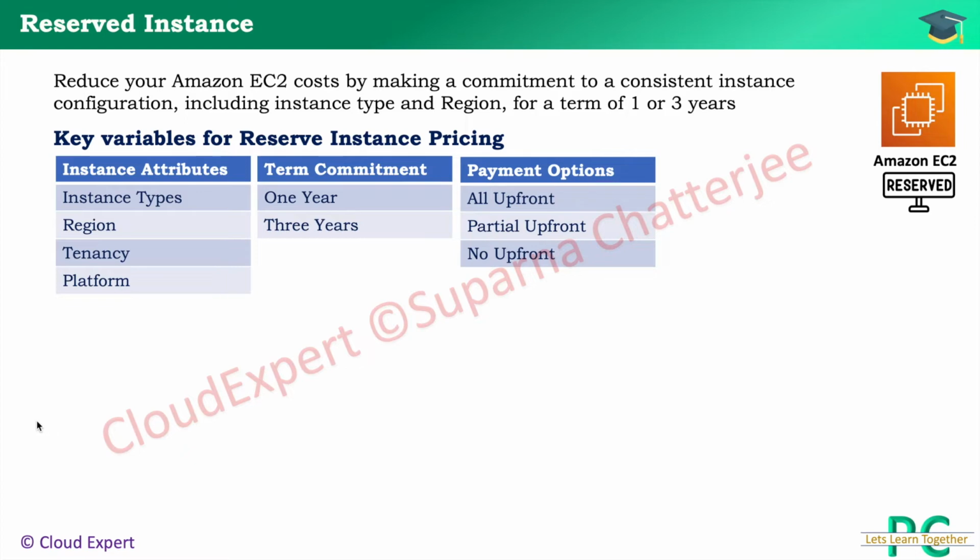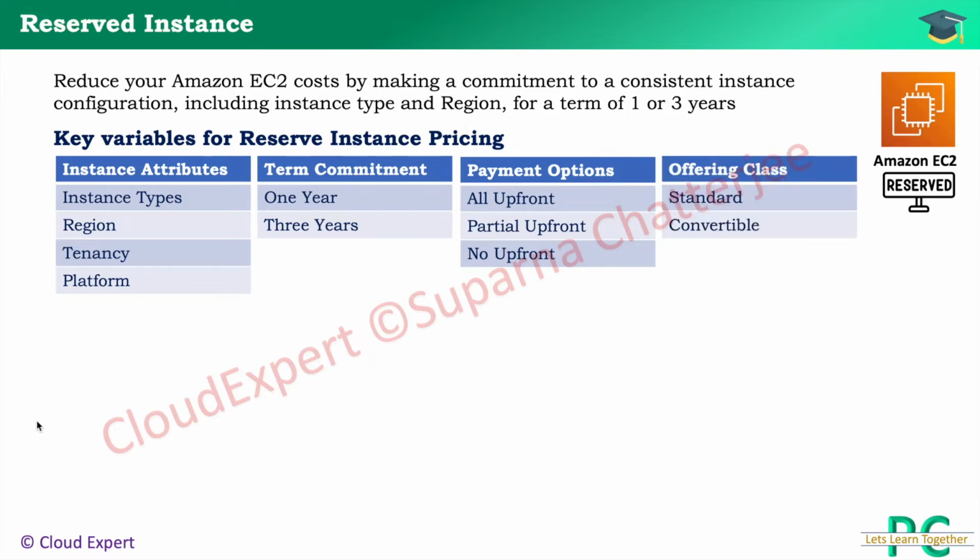Next, partial upfront. In partial upfront, a portion of the cost must be paid upfront and the remaining amount will be charged on a monthly basis or in equal installments. And third, no upfront. In no upfront, you are not paying anything at the beginning or at the time of purchase, but your billing discount on an hourly rate will be added every month. That means every month you are going to pay the remaining amount.